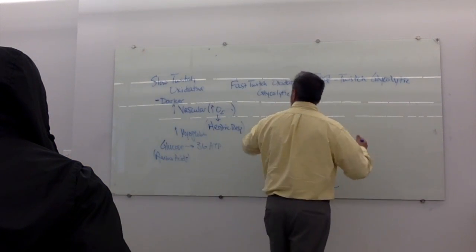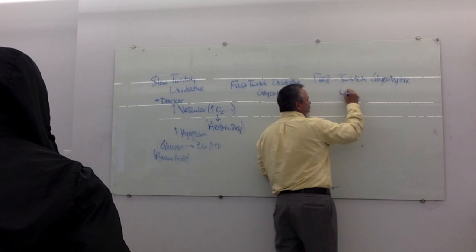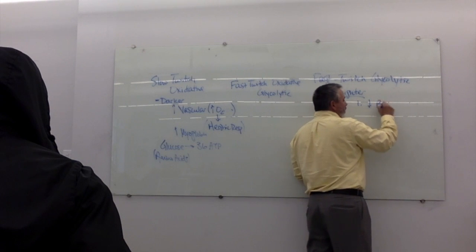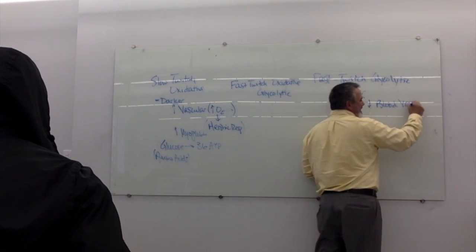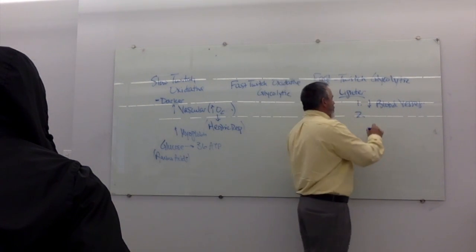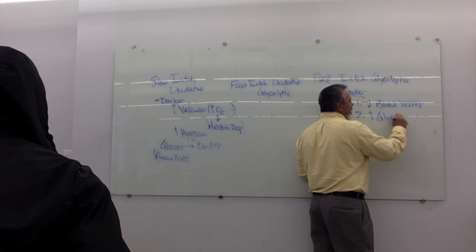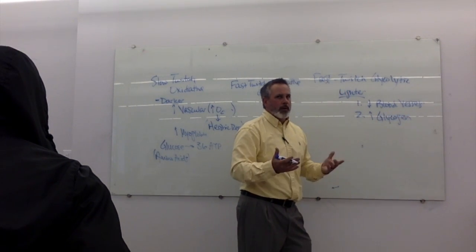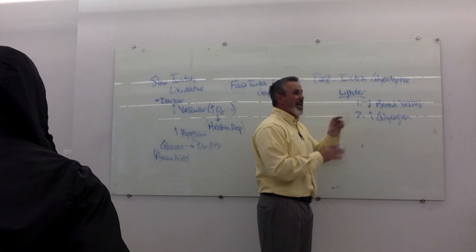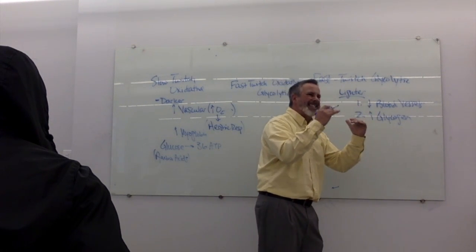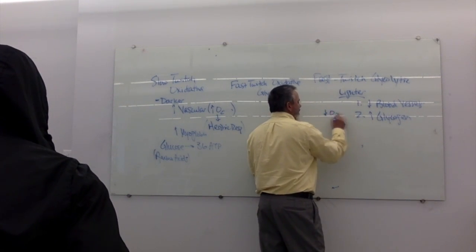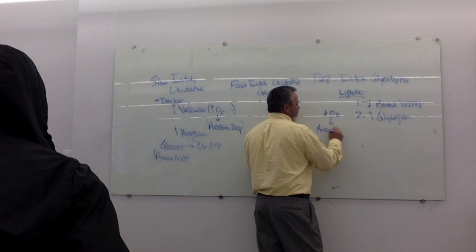Fast twitch is lighter in color, for two reasons. One, not as many blood vessels, so it has less access to oxygen. Blood's a darker substance, right? And secondly, there's lots of glycogen embedded in the fast twitch muscles. What's glycogen made up of? Glucose, right? So it has quick access to glucose. But because there's less oxygen, what type of respiration is it? It utilizes anaerobic respiration.